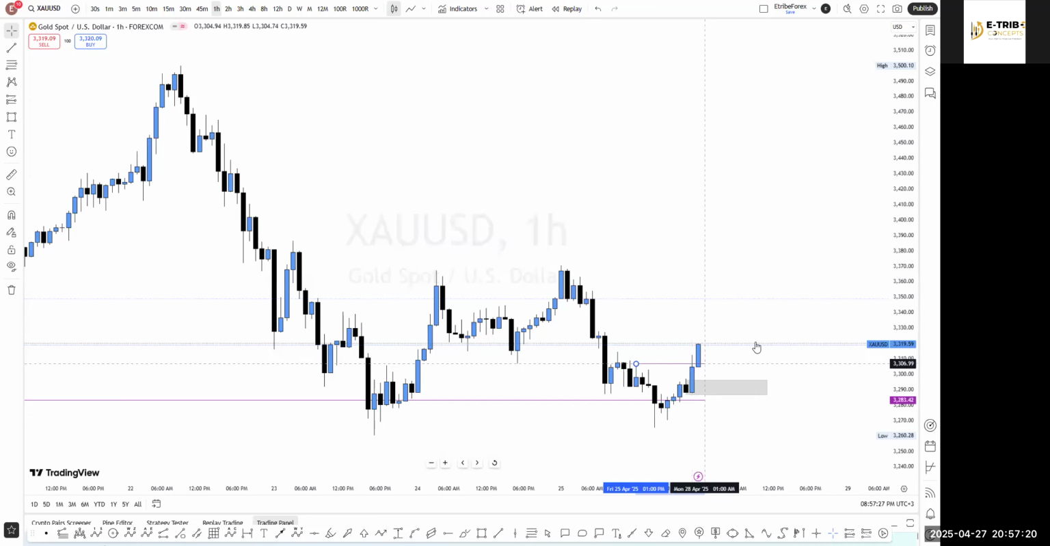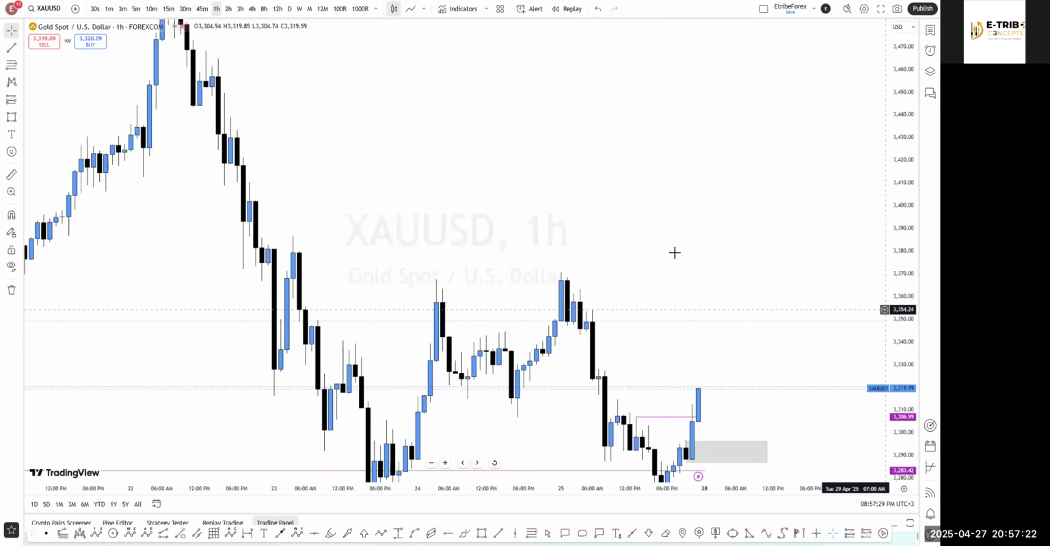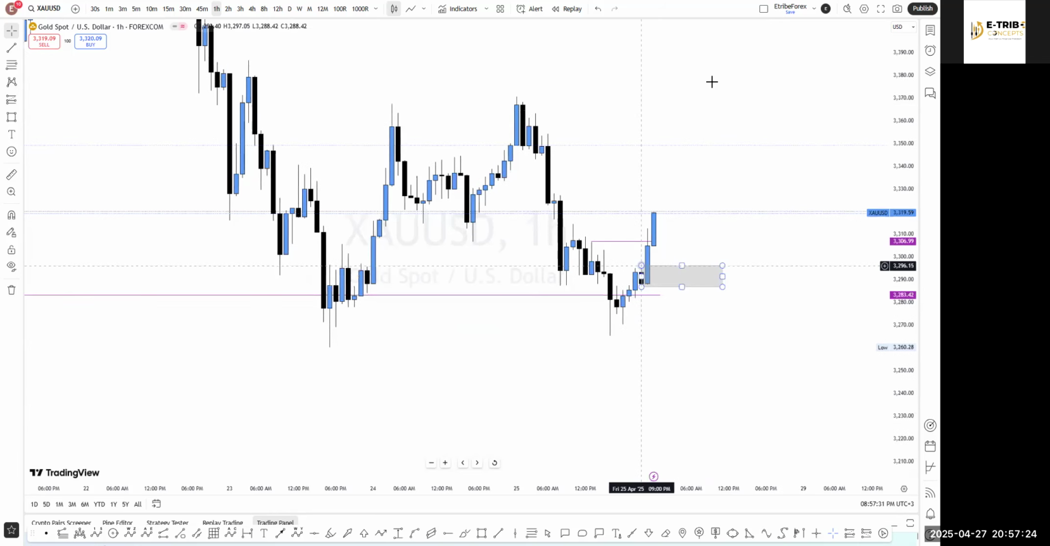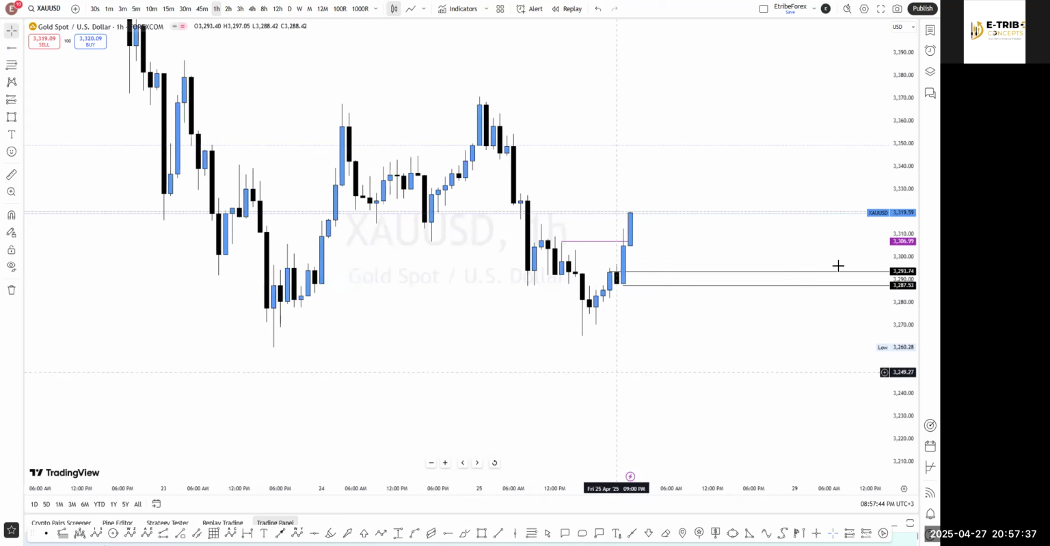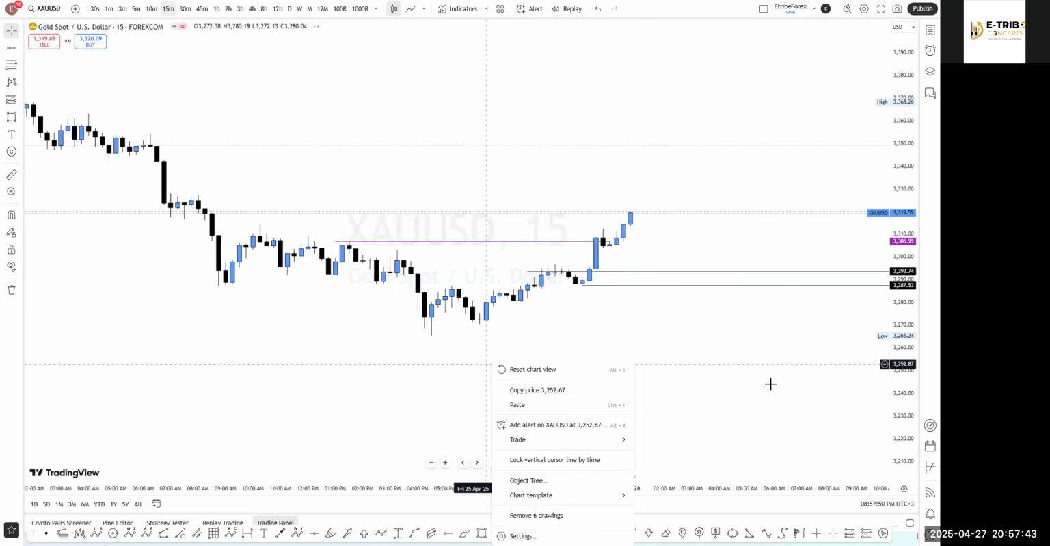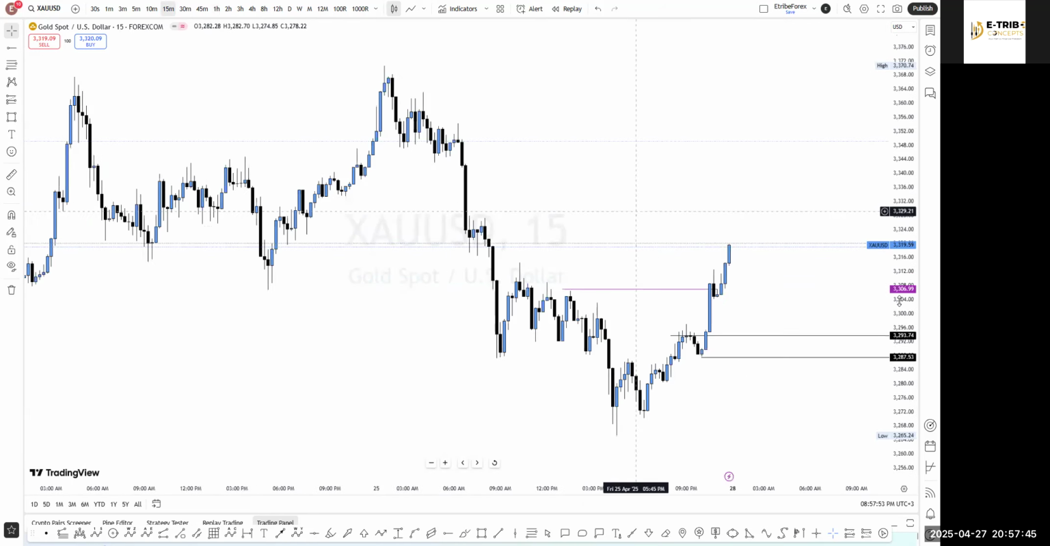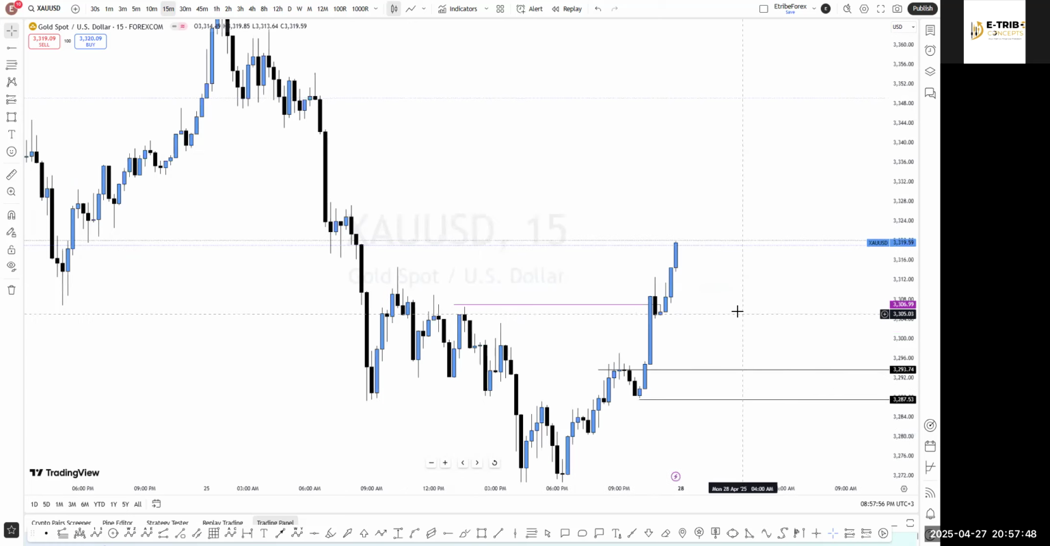So I'll be interested to get my buys from this area, of course. I'll give you a reason why. We have that zone. I hope you guys are following on the screen. Okay, so 15 minutes. These are just some short-term kind of opportunities.